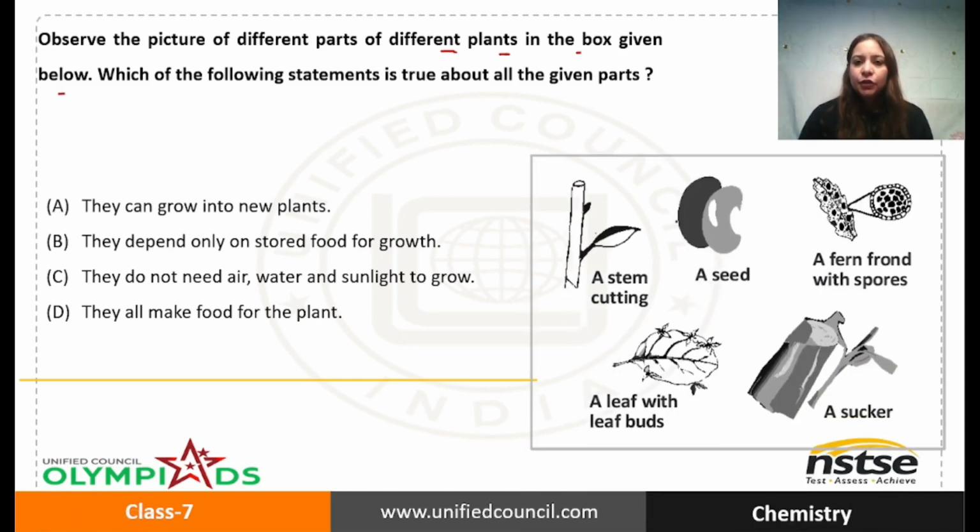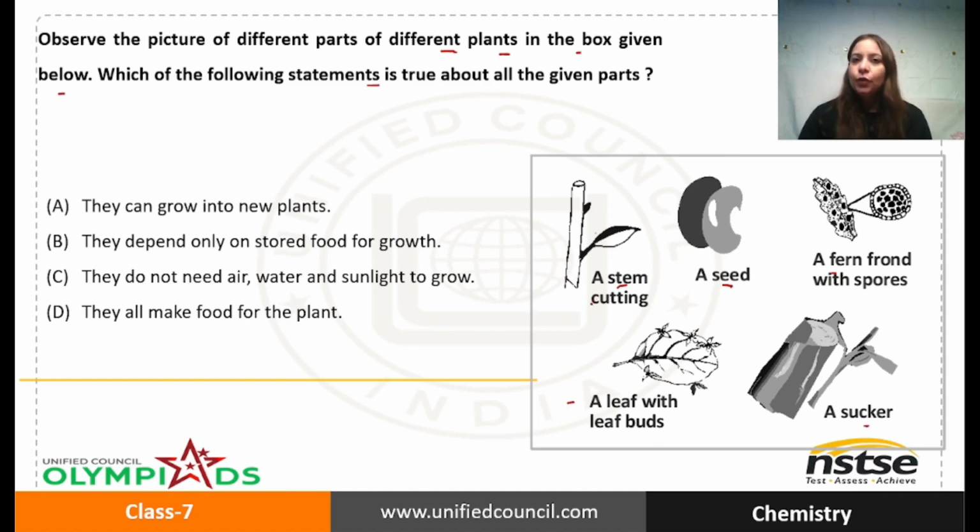As you can see in the picture, it shows a stem cutting, a seed, a fern frond with spores, a leaf with leaf buds and a sucker. Now we have to clearly observe the different parts shown here, and we need to tell which of the following statements said in response to these pictures are true about all the given parts. Okay, now let me introduce you to all the parts shown here.